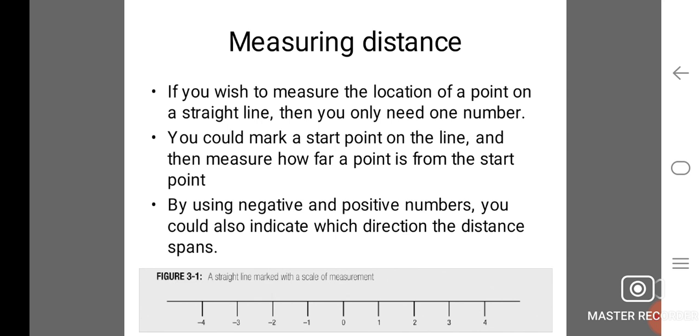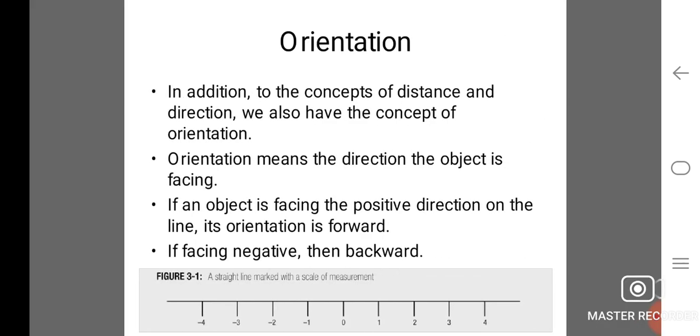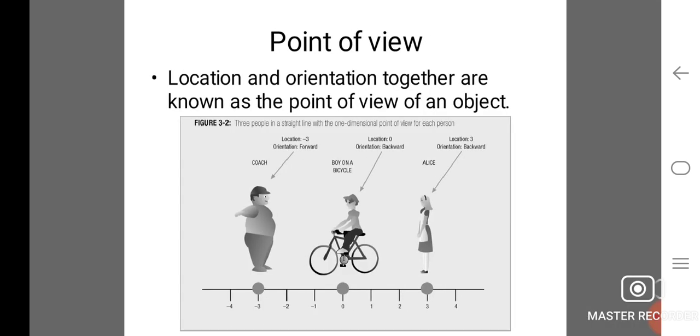So this is a straight line marked with the scale of measurement. In the middle 0, right hand side positive 1, 2, 3, 4, left hand side -1, -2, -3, -4. Orientation. In addition to the concepts of distance and direction, we also have the concept of orientation. Orientation means the direction the object is facing. If an object is facing the positive direction on the line, its orientation is forward. If facing negative, then it is backward. Point of view. Location and orientation together are known as the point of view of an object.